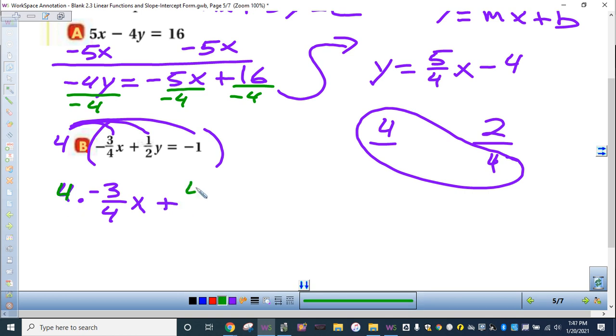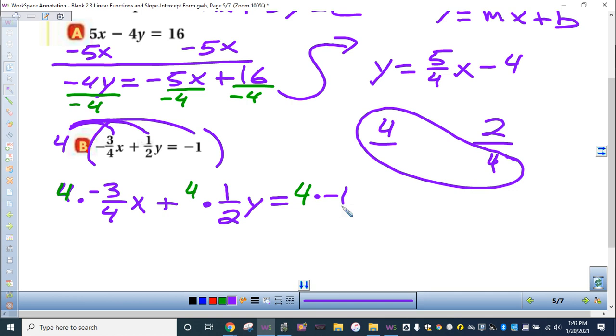we're multiplying by 4 again. This time we're multiplying by 1/2 y. That equals multiplying by 4 again. And here we're multiplying that 4 by negative 1.